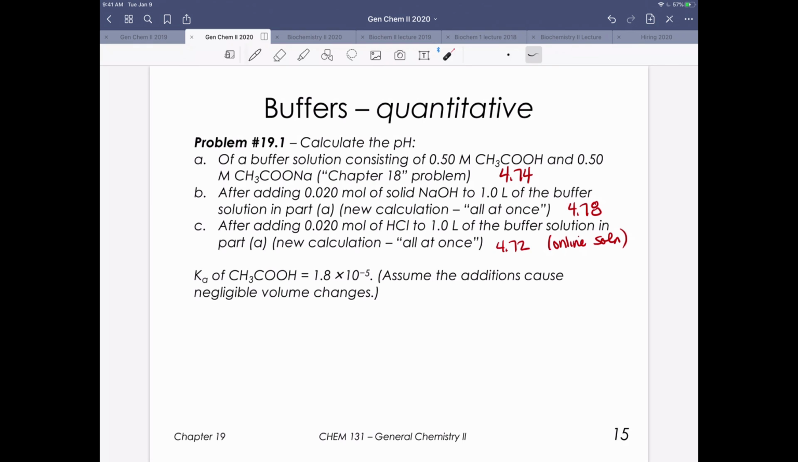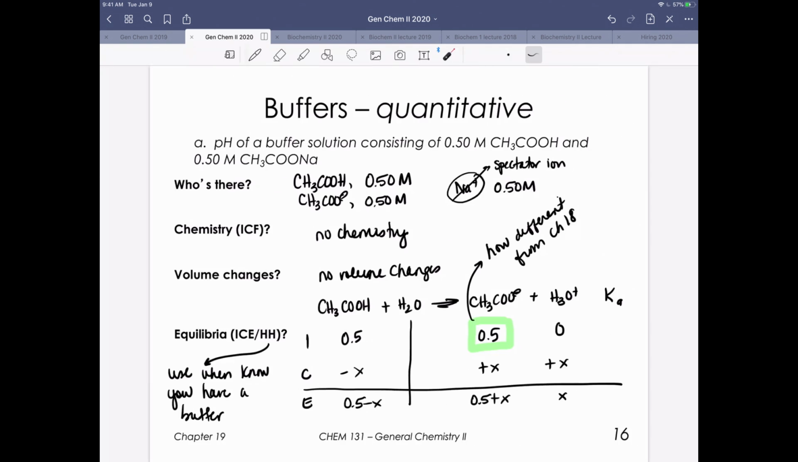So let's work through part A here. And again, if you want to take a stab at trying these on your own, go ahead and pause the video. If you want to watch through the worked out solution, feel free to just let it play. Okay, so if we think about this first part, we haven't done any chemistry, we just have a buffered solution.